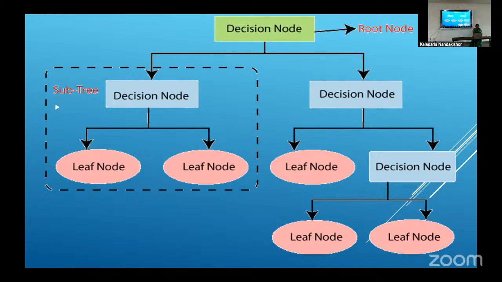How many parent nodes will be there? Any number of parent nodes can be there in a decision tree. It depends upon whether it has child nodes. Tell me, is a root node a parent node? Root node is a parent node. Parent node is a root node. Every parent node is a root node.